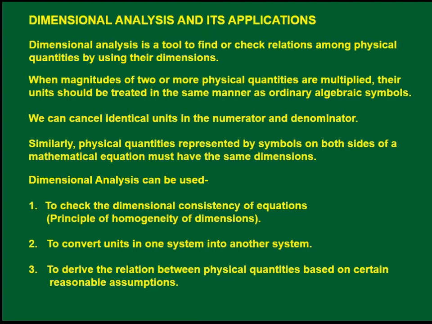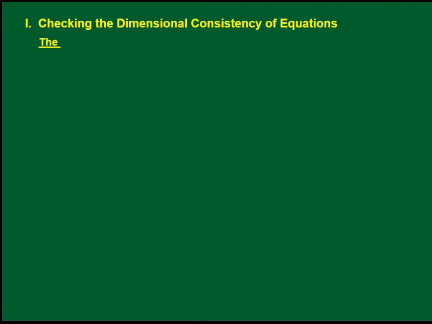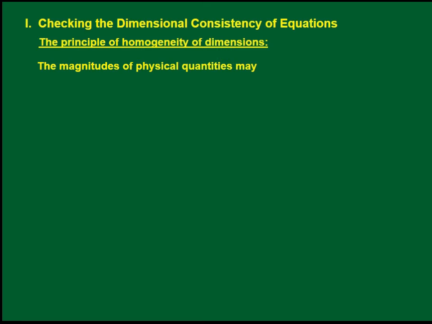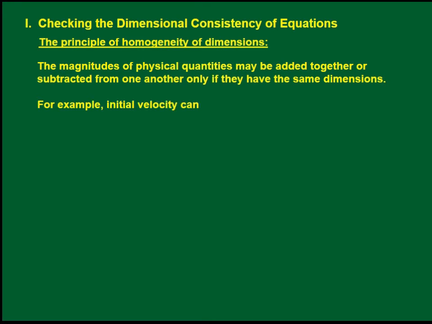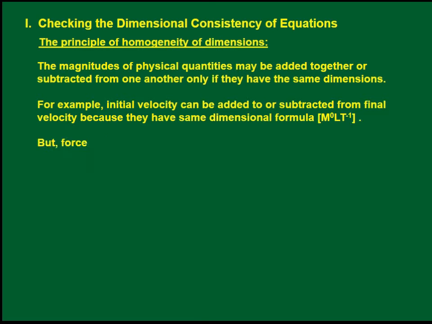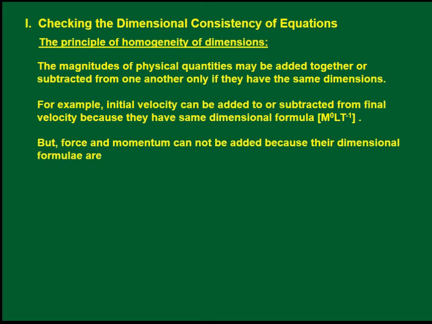The principle of homogeneity: the magnitudes of physical quantities may be added together or subtracted from one another only if they have the same dimension. If different dimension, you cannot add or subtract. So initial velocity can be subtracted from final velocity because they have the same dimensional formula. But force and momentum cannot be added because their dimensional formulas are different, MLT to the power minus 2 and MLT to the power minus 1. So they cannot be added or subtracted.